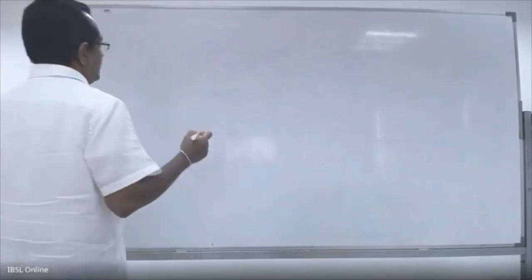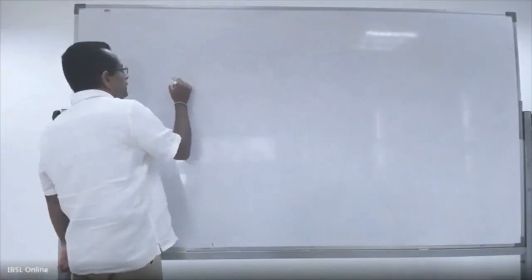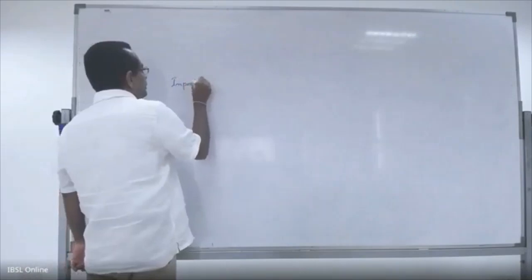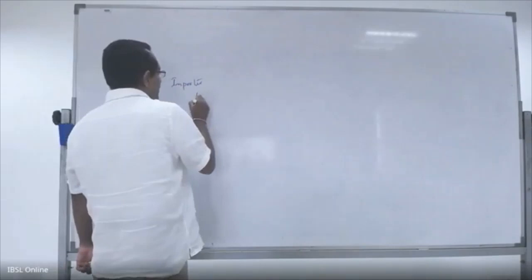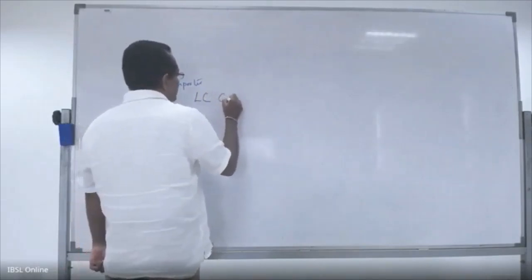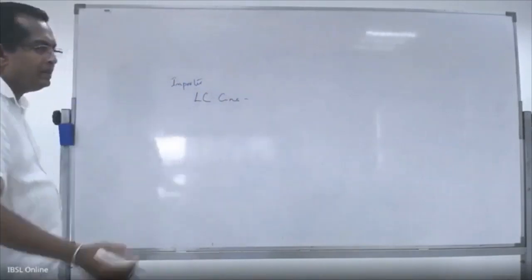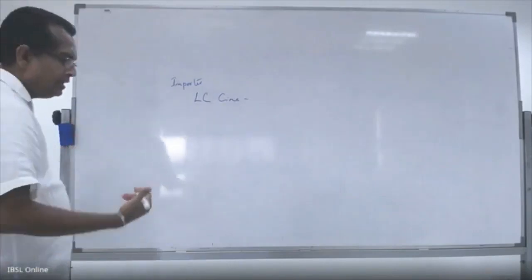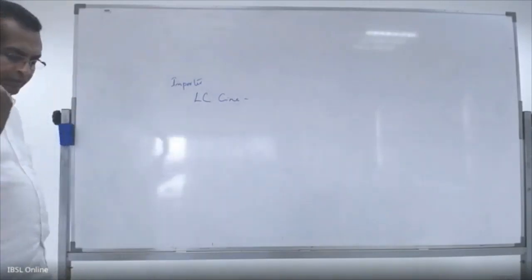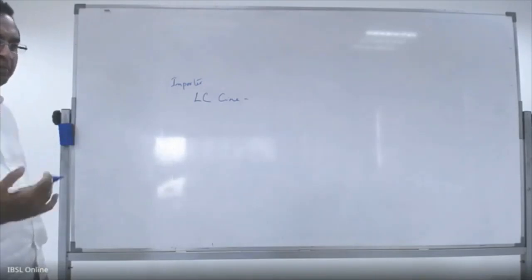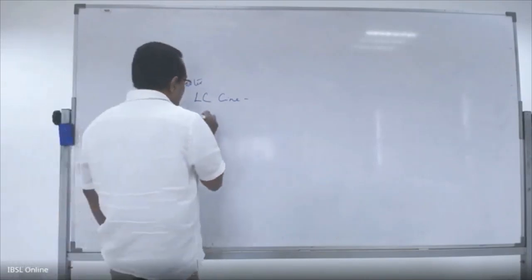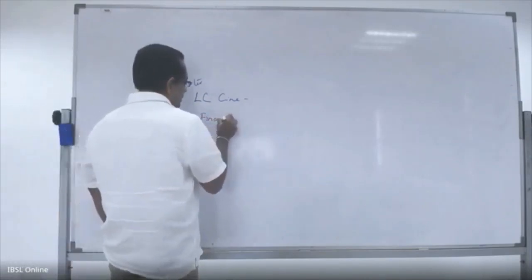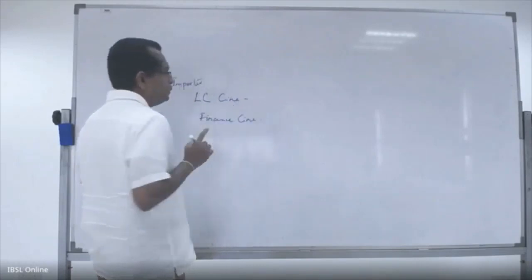Now we will look at, okay, importer needs two things. Firstly, LC line, that is to open LCs. Then once the goods are received and documents released and the payment done, we need a finance line. Right? We need two things.